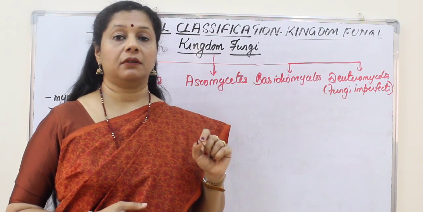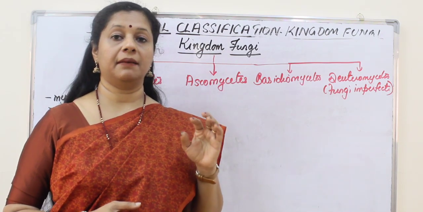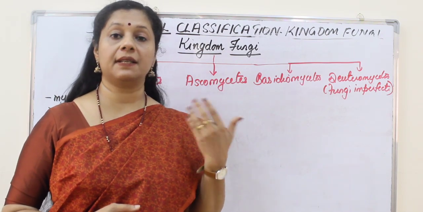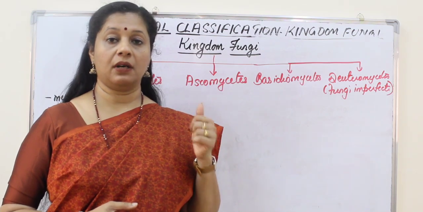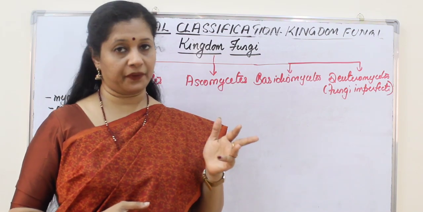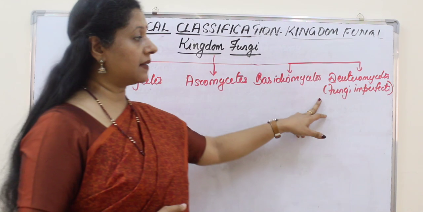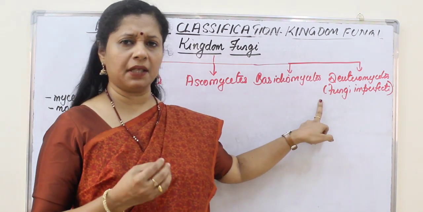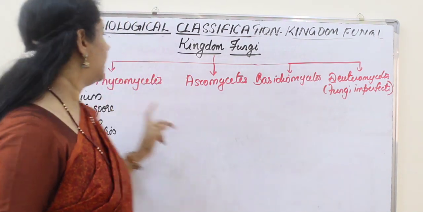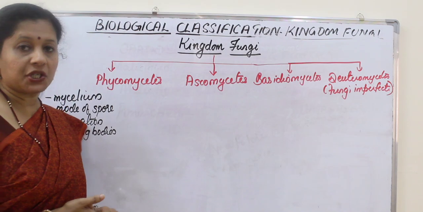Okay. Now do one thing, pause the video for some time, maybe 1 or 2 minutes, and repeat these four a few times. Phyco, asco, basidio, deutero. Okay. Deuteromycetes is otherwise called fungi imperfecti. Something is not perfect there. We will learn. Now, what is the basis of this classification?